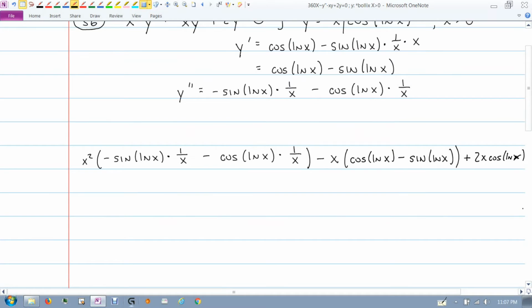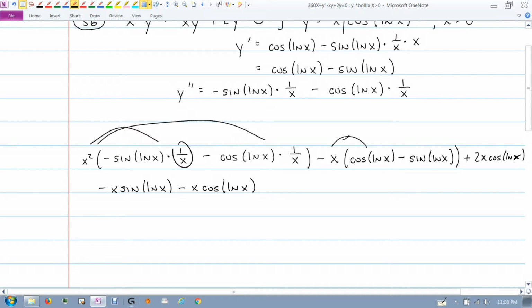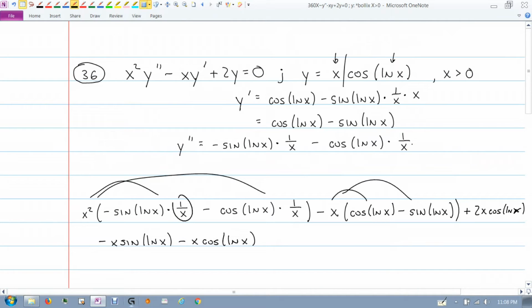All right, so let's see here. I distribute the x squared here. And that 1 over x is going to hit that x squared, we're going to leave an x on top. So minus x sine natural log x. Same thing with the second term, minus x cosine natural log x. And then when I distribute negative x through here, I get, let me see something. Minus.